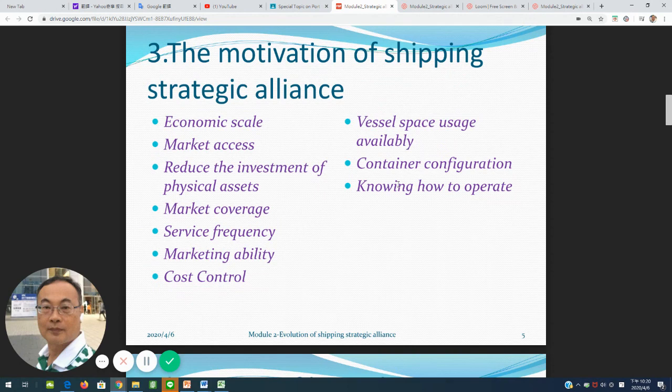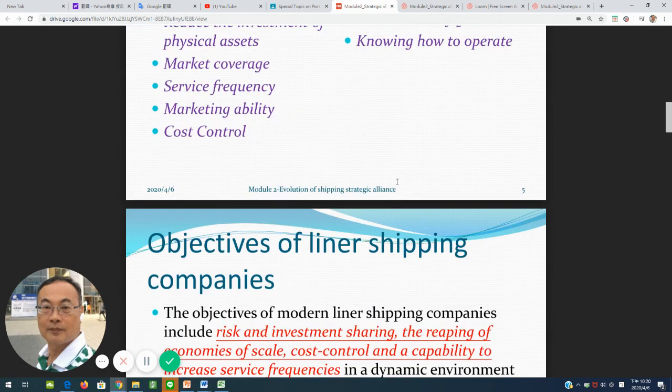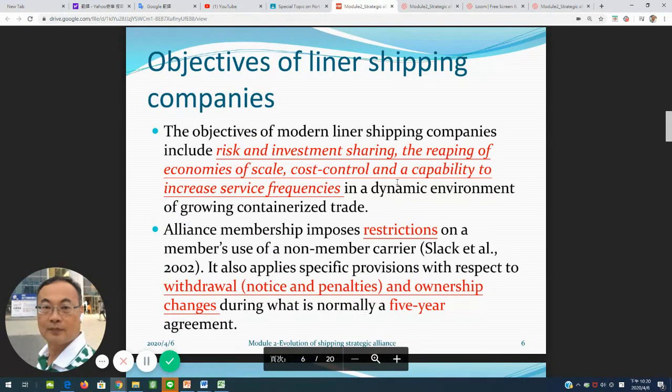Okay, that covers the content and how to operate. How about the objective of alliance companies? They normally aim to share the risks and the investment, and to reach some economies of scale, cost control, and increased service frequency, which we have mentioned before. Alliances also impose some restrictions on members' use of non-member carriers, and they apply some provisions with respect to withdrawal notice and penalty. Normally they have signed agreements of about 5 years.